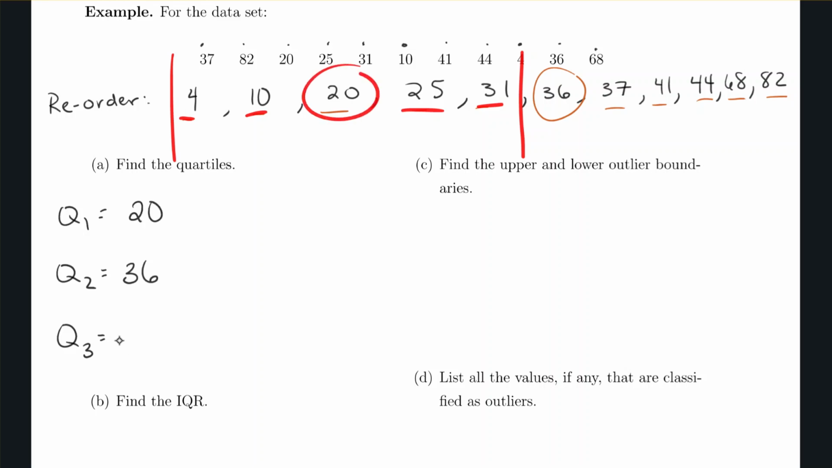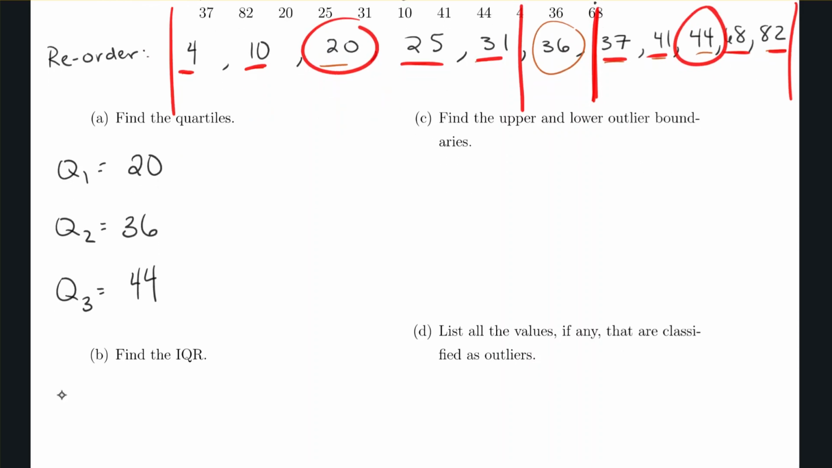Similarly, Q3 is the median of values above Q2. So the values above Q2, above the 36, are 37 to 82. Lowest, highest, lowest, highest. The clear middle value between those is 44. So I found Q1, Q2, Q3. Now there is a formula in our notes: the IQR is Q3 minus Q1. So that will be 44 minus 20, which gives us an IQR value of 24.